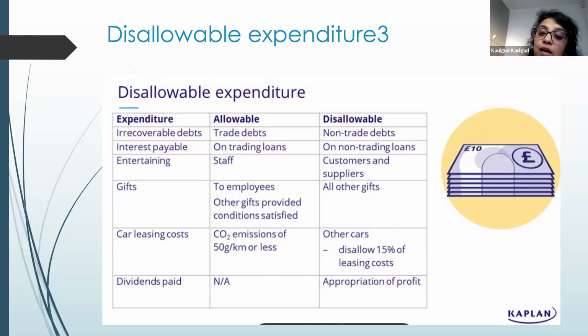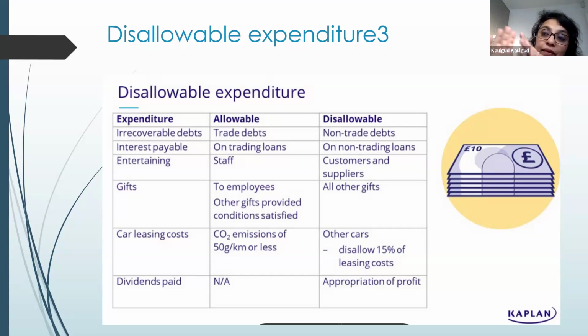And then what are disallowed? Other cars are disallowed: disallow 15% of the leasing cost. What does that mean? If 15% is disallowed, 85% is allowed. That is what it means, so you have to be very careful about that. When they give you the lease cost, you have to calculate accordingly.